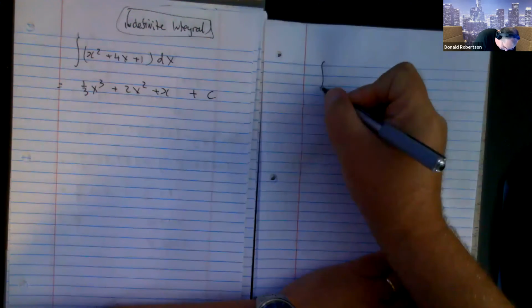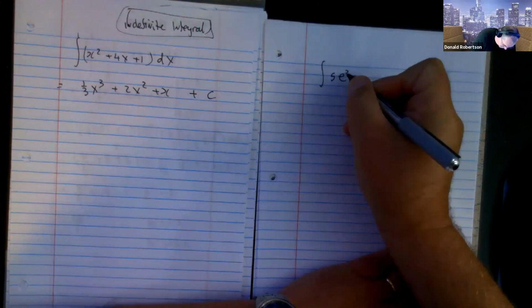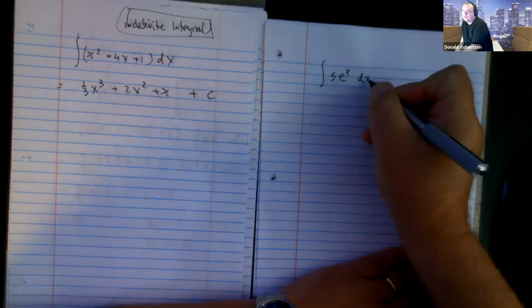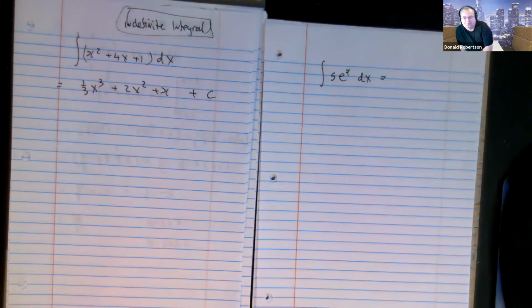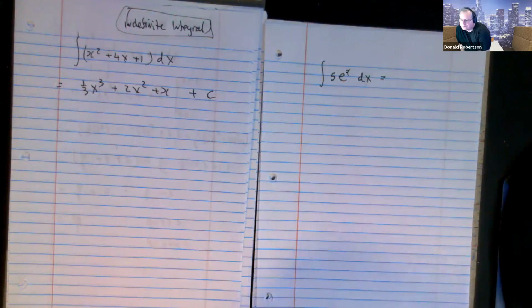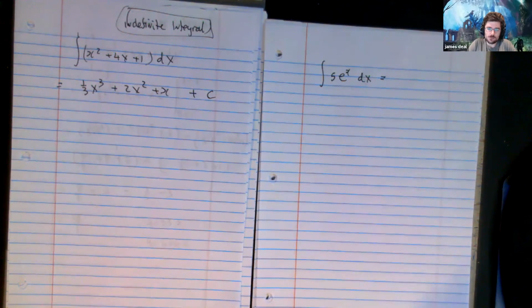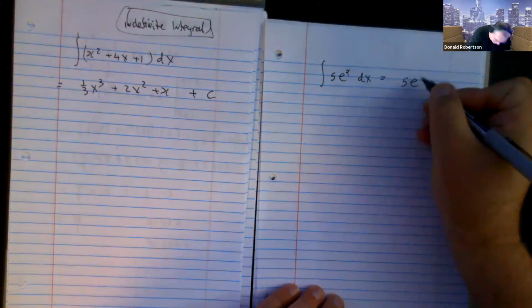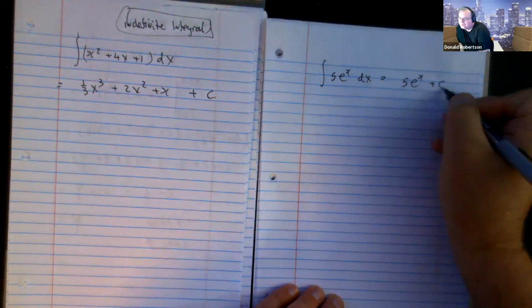So what is the antiderivative of 5e to the x? What function would you need that if you differentiated it, you'd get 5e to the x as your answer? Wouldn't it still be 5e to the x? Yes. It's one of my favorite functions because it's the one I screw up the least, right?